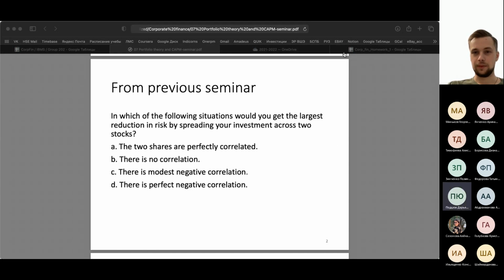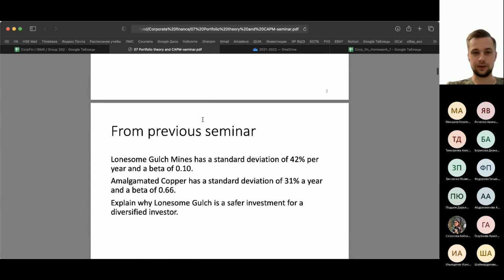May I answer, please? Yes, you can. There is a perfect negative correlation, because if the price for one stock is decreasing, the price for another stock is increasing. So if you lose in one stock, you will gain in the other stock. Yes, probably the return will be very low for this portfolio, but the risk will be almost near to zero. Okay, that's nice.